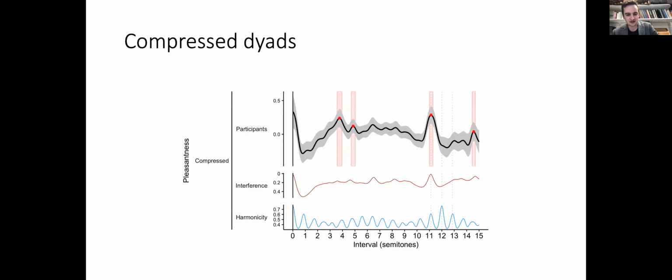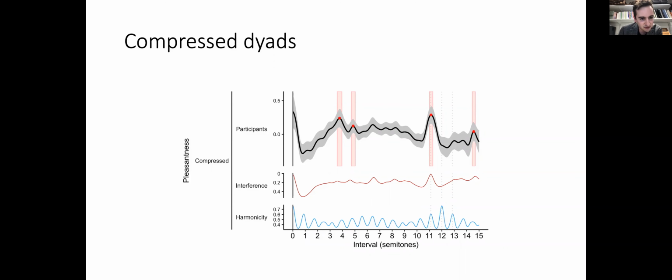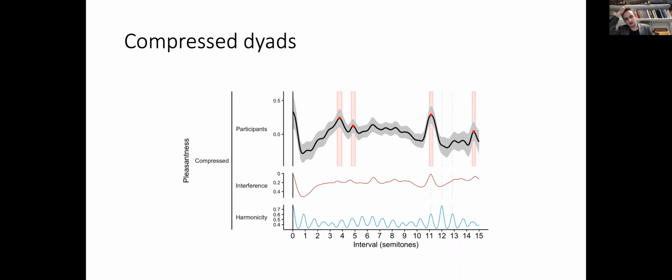Okay, now let's compare to compressed tones. So as you might have expected now, if you compress the tones, you actually see that the consonance profile ends up being stretched in the opposite direction. It's being compressed. So there was a stretched version and there was a compressed version. Stretched, compressed.